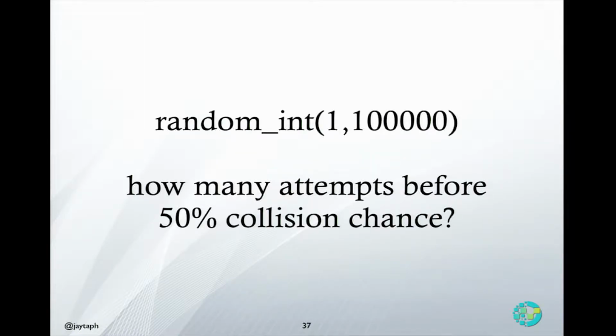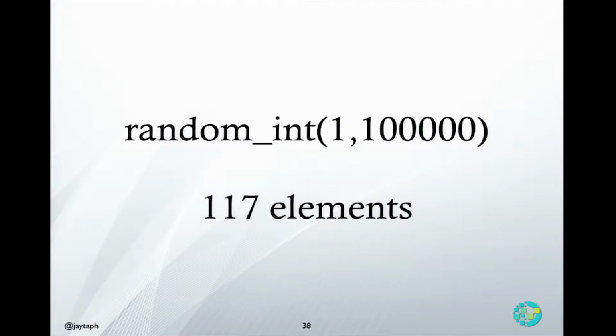Here's the thing, random int 1 to 100,000. So this is the only PHP I have in this presentation. How many attempts do I need to get a 50% collision? How many do you think? It's 1,000? 2,000? More? 5,000? 6,000? No, less than 1,000. Yeah, it's 117.